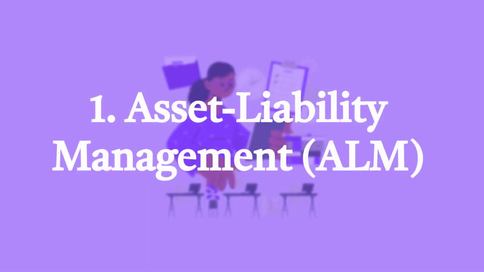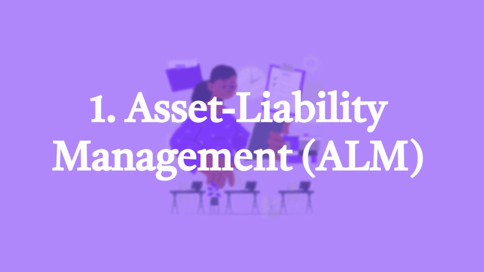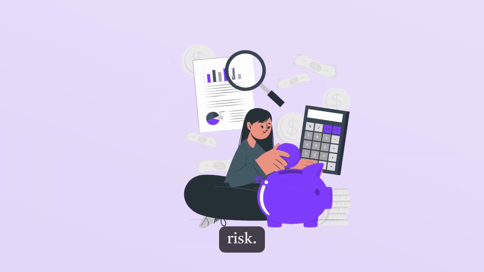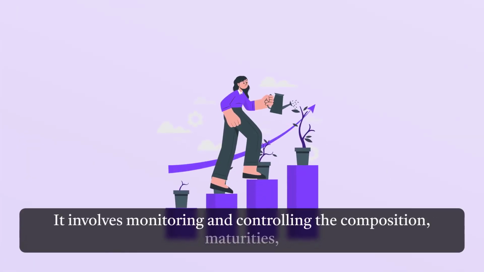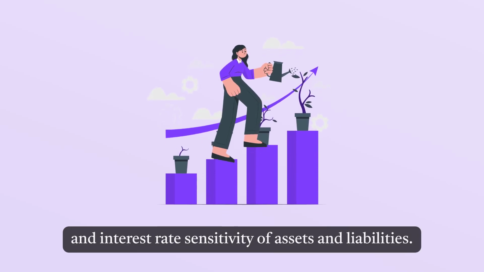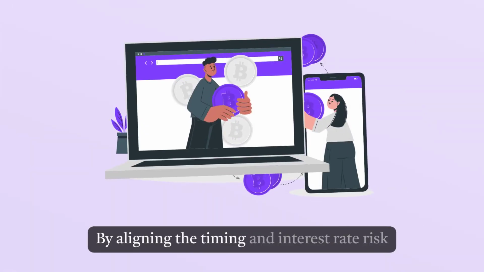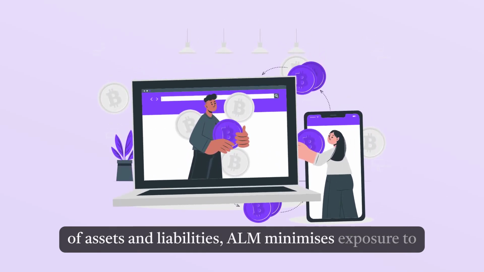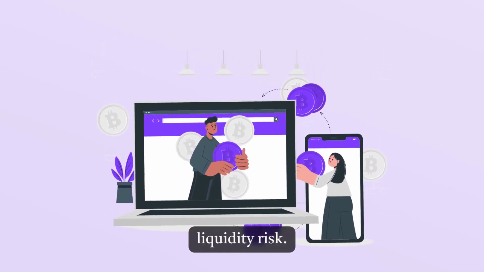1. Asset-Liability Management, ALM. ALM is a comprehensive approach to managing liquidity risk. It involves monitoring and controlling the composition, maturities, and interest rate sensitivity of assets and liabilities. By aligning the timing and interest rate risk of assets and liabilities, ALM minimizes exposure to liquidity risk.